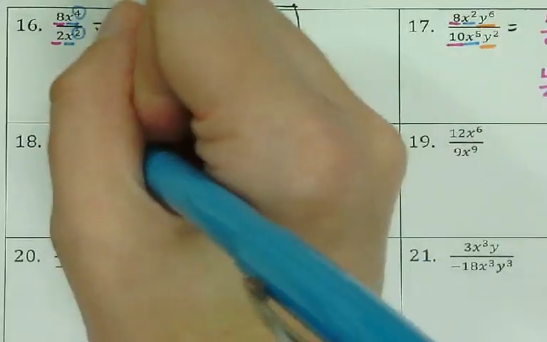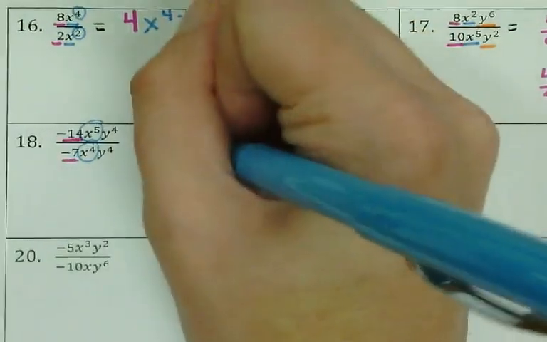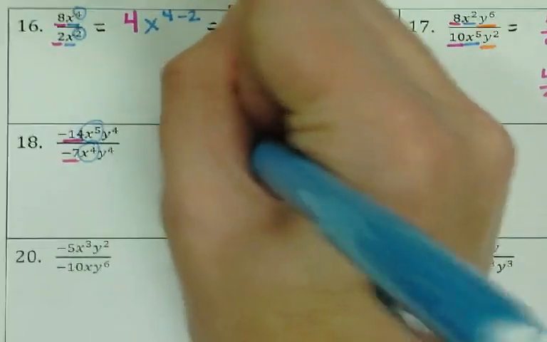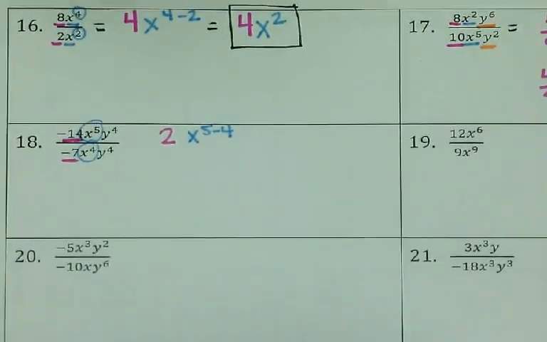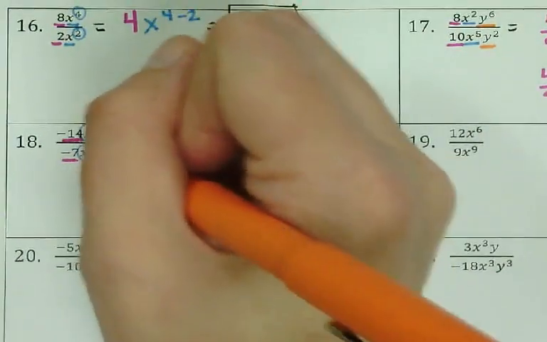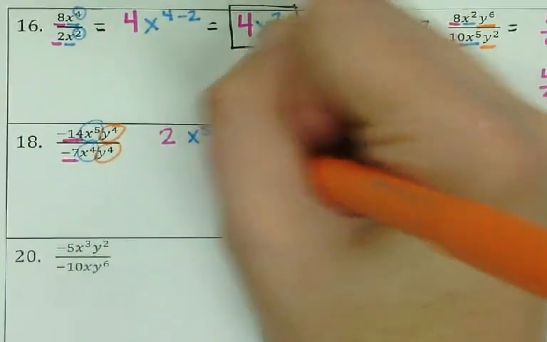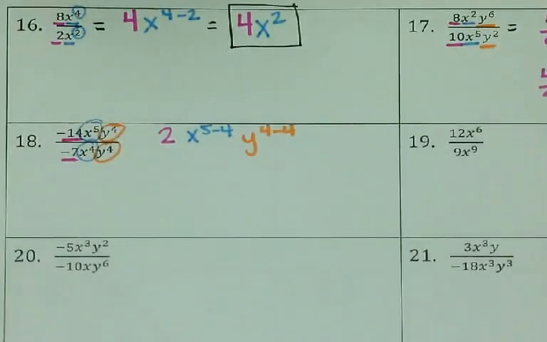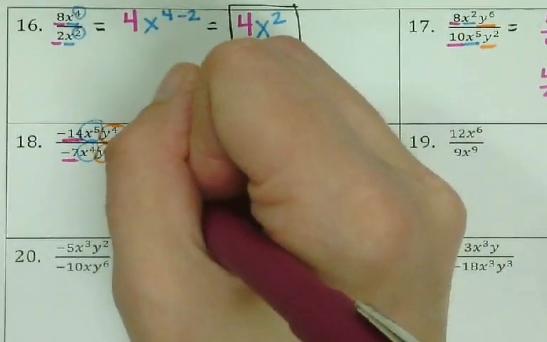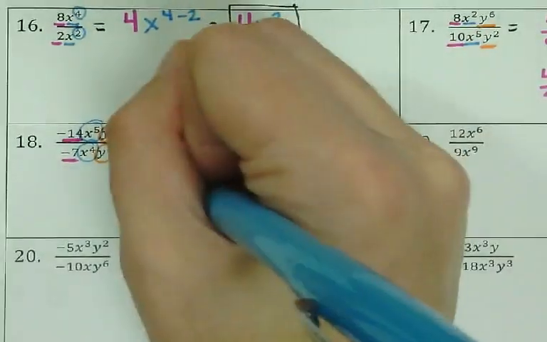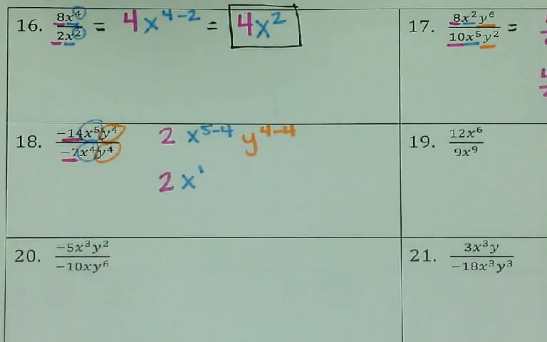And then, guys, we have x to the 5th and x to the 4th. So, guys, that's going to be 5 minus 4. And then, guys, we have y to the 4th and y to the 4th. So that's going to be 4 minus 4. Well, guys, that gives us 2x to the 1, y to the 0.